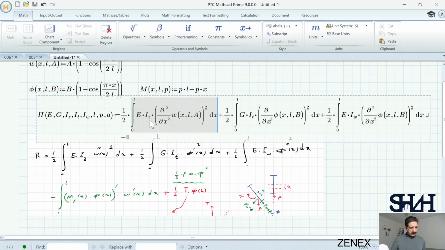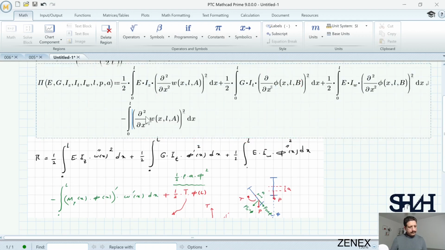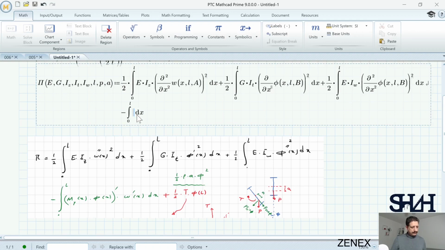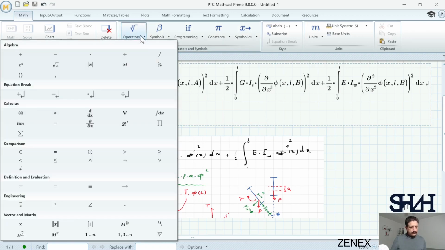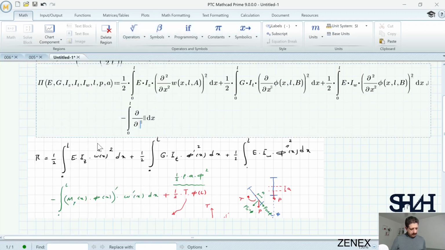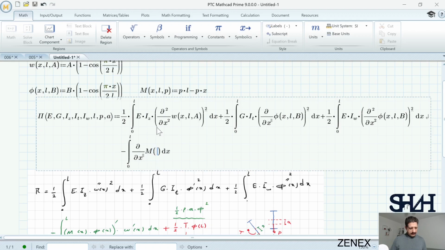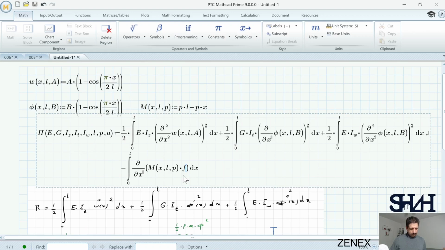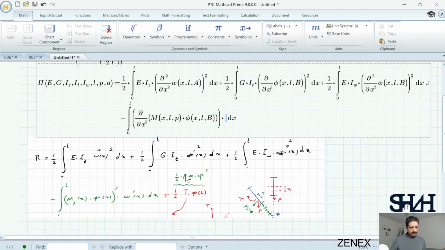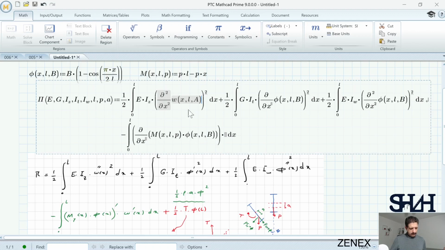Now the integration, this time the partial derivative with respect to x, and the function will be M as a function of x and L and P times phi as a function of x and L and B multiplied by the first derivative of function omega.